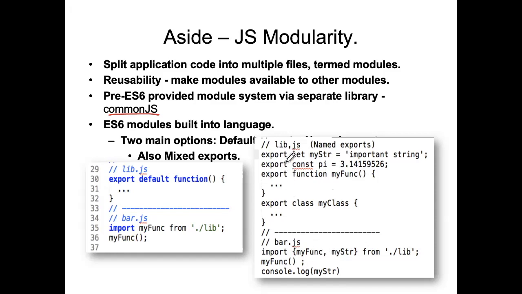Now you can have a mixture of named exports and default exports in the one file. So I could have had a default export up here as well. And if I did want to use that default export down here, I actually specify the default export outside the curly braces. And we'll see examples of that maybe later on.